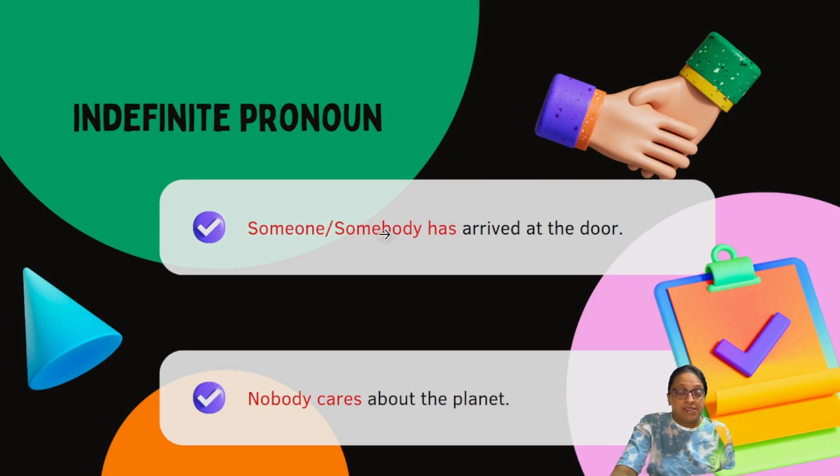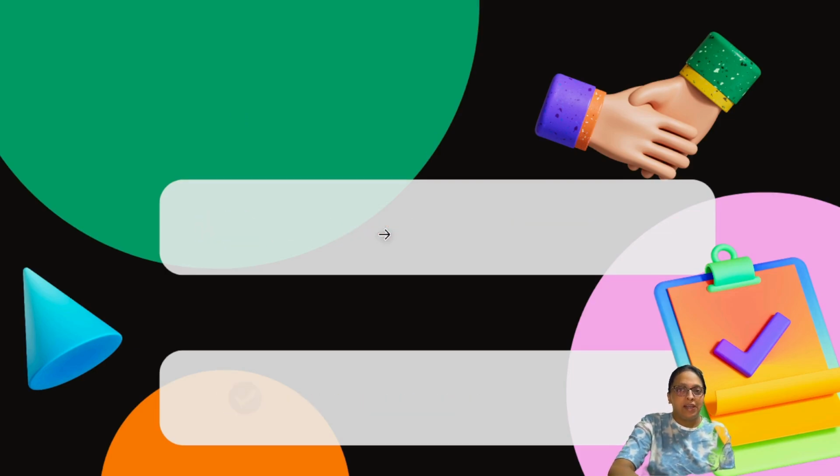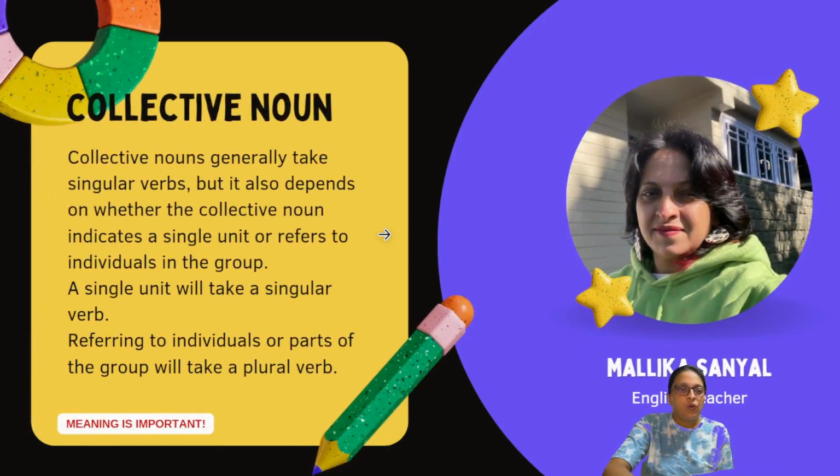Okay, great. Now let's move on to collective nouns. So we all know what collective nouns are. A group of nouns put together are sometimes given a separate name. Okay, so let's understand what we have to learn about collective nouns and subject-verb agreement. Collective nouns generally take singular verbs. This is the thumb rule, generally. But there's the word "generally" here, so that means there are exceptions.